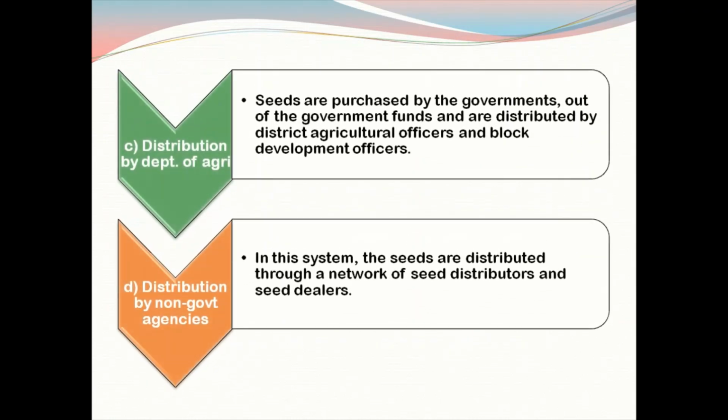Distribution by Department of Agriculture. Seeds are purchased by the governments out of the government fund and are distributed by district agricultural officers and block developmental officers. Distribution by non-government agencies. In this system, the seeds are distributed through a network of seed distributors and seed dealers.